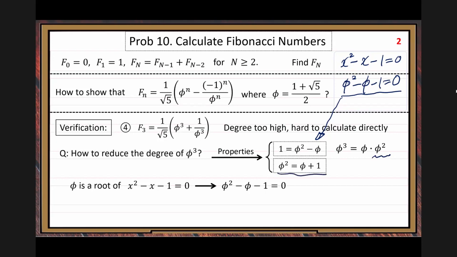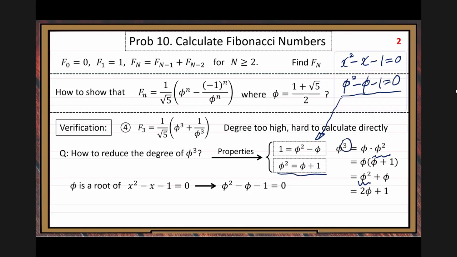Replace phi squared by phi plus 1. Then you multiply through, and it equals phi squared plus phi. You see another phi squared, right? Can you replace this phi squared by another phi plus 1? You can. So you get 2 phi plus 1. Now you bring down the degree, right?